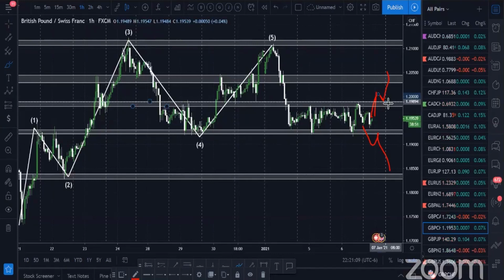I look for the zones. I look for where I can place my buys, place my sells, and I keep going. You're not predicting the markets. You're just preparing for it and reacting to it and having a plan for what happens.